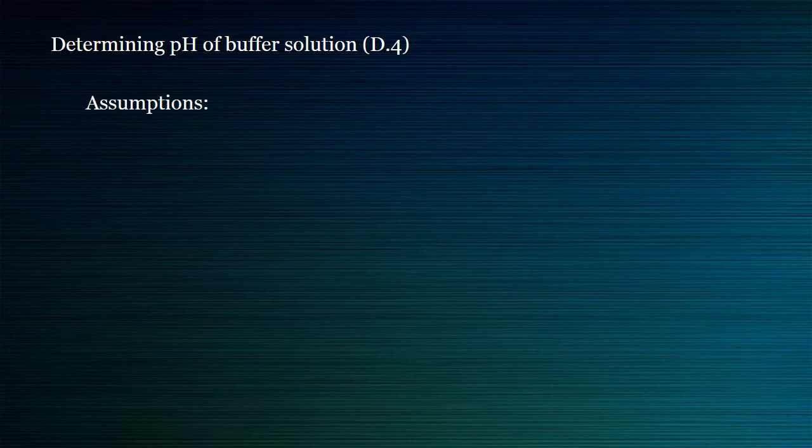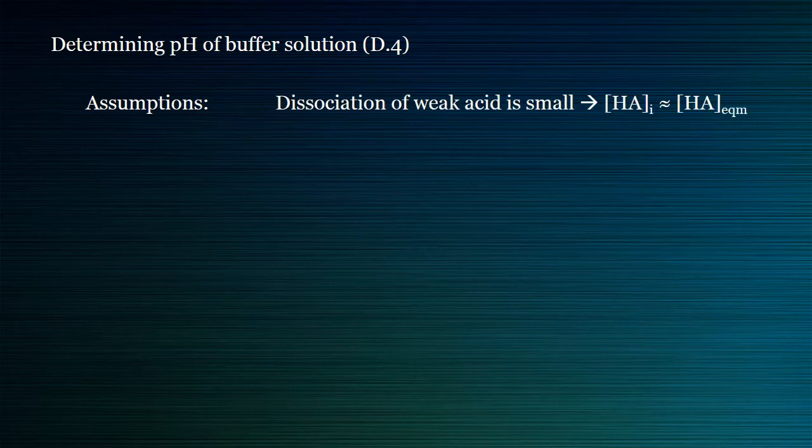Some assumptions we need to make: the dissociation of a weak acid is small. Therefore, our initial acid concentration equals the concentration of our acid at equilibrium, as we discussed back in 18.2. The salt is going to fully dissociate, so the initial concentration of your salt is the same as the ion concentration at equilibrium.